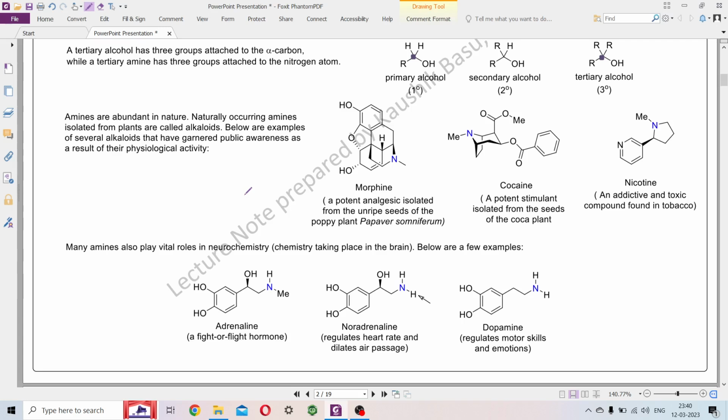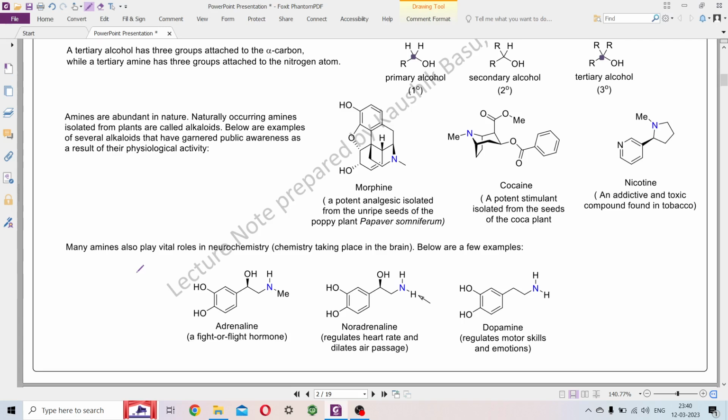a pivotal role, such as adrenaline, which is a secondary amine, by the way. As you can see, there is one hydrogen present. Adrenaline is a hormone which is kind of a stimulant. তুমি একটা অ্যাডভার্স সিচুয়েশনের সামনে পড়ে you can either choose to fight it, or you can choose to flee from the scenario. There will be a rush of adrenaline.